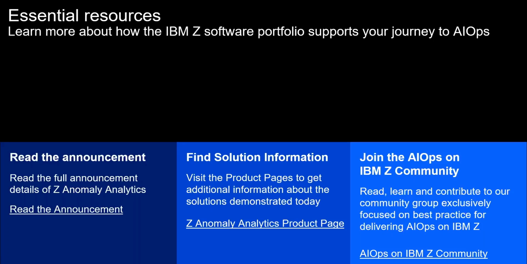So as I mentioned, Z Anomaly Analytics is a new solution that was just announced this past August and made available in September. It is a derivative of Z Operations Analytics, and the links for the announcement are here. You can find additional information on the product page. The other thing, if you haven't seen it, there's a great IBM Z community. There's an AIOps part of that community where you can see a number of blogs about a lot of the capabilities we've built and some of the enhancements we're making.